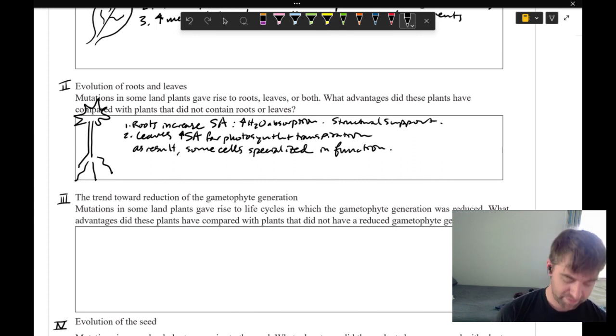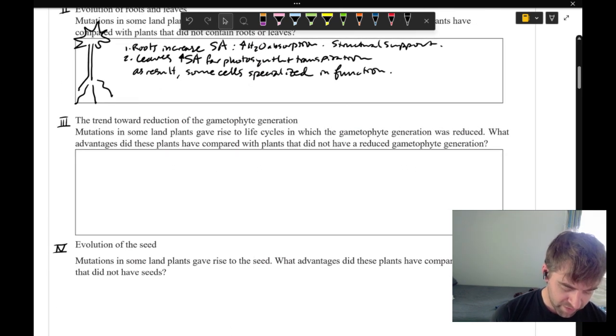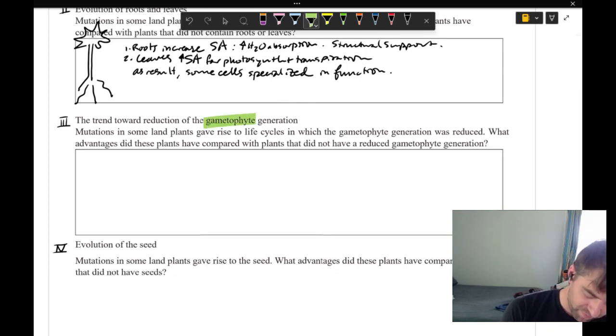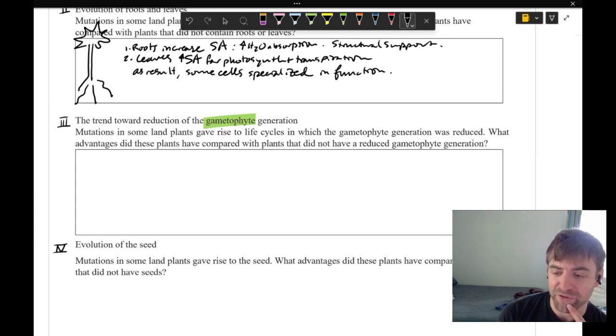All right. The trend toward reduction of the gametophyte generation. So the root word here is gamete, which I don't know how to remember other than to know that gametes are in animals like us, egg and sperm cells. They are haploid. Haploid cells, meaning they have half the full number of chromosomes that somatic cells would have, soma being the body.